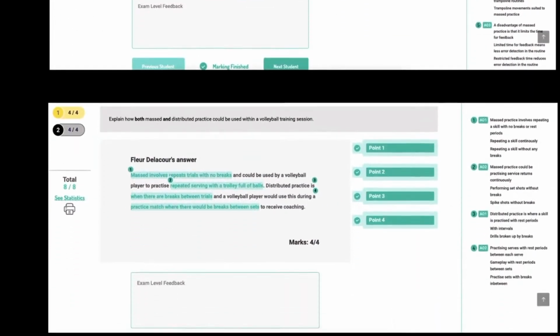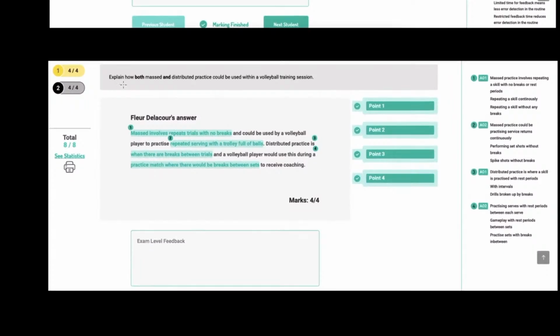Now, the second question relates to mass as well, but this time we're explaining how both mass and distributed practice could be used within a volleyball training session. So it's asking us to pick up two mechanisms, massed again and distributed, and saying, okay, how does this relate to volleyball? So we've got massed involves repeated trials with no breaks. We're just saying what that is.